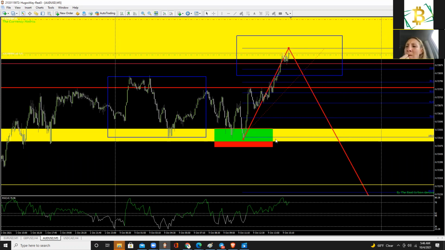Any questions about this Aussie USD analysis? I'm complete. I'm about to move on to the pound and USD CAD. Let me know if there's any questions about anything I just went over here on this Aussie USD. I'm about to move on to the USD CAD. And I've also got a couple of crypto trades that I'm gonna go over as well. Let me check on this real quick. Let me know if there's any questions before I go on to the USD CAD and the pound.